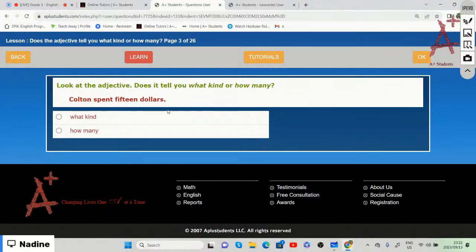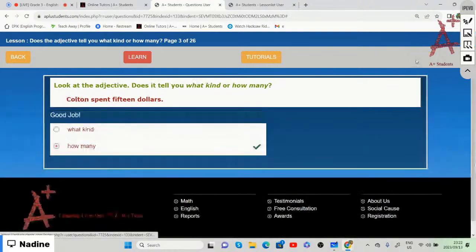Colton spent $15. 15, right? Does it tell us what kind of dollars he spent or how many dollars he spent? Colton spent $15. Does it tell us what kind or does 15 tell us how many? All right, so if we look at 15, it is a number. So 15 will tell us how many dollars he spent.